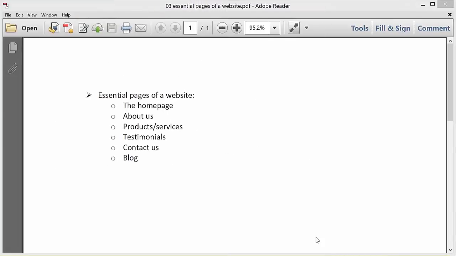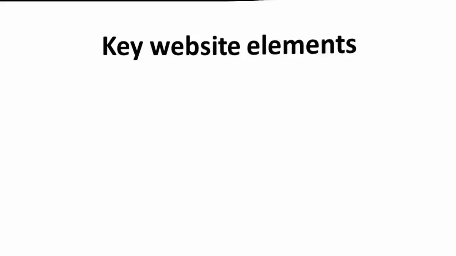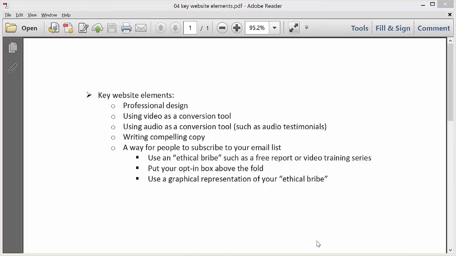The essential pages to have on your website are the home page, about us, products and services, testimonials, contact us, and a blog. Key website elements are professional design, using video as a conversion tool, using audio as a conversion tool, such as audio testimonials, writing compelling copy, and having a way for people to subscribe to your email list. And ways to optimize for this is to use an ethical bribe, such as a free report or a video training series, put your opt-in box above the fold, and use a graphical representation of your ethical bribe.